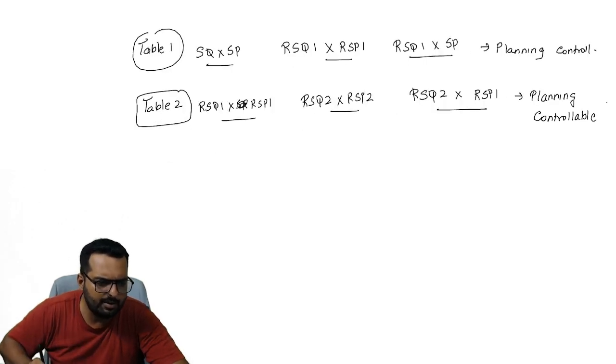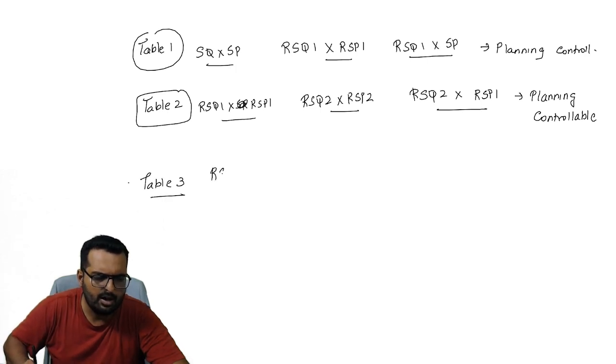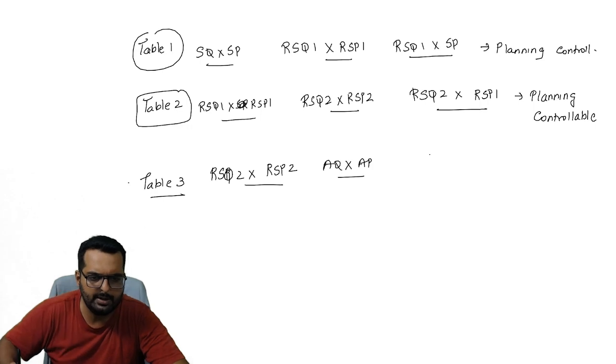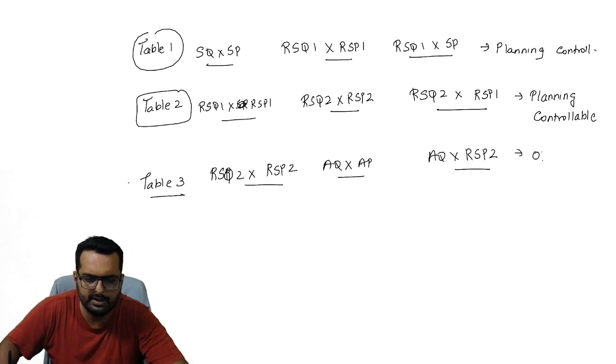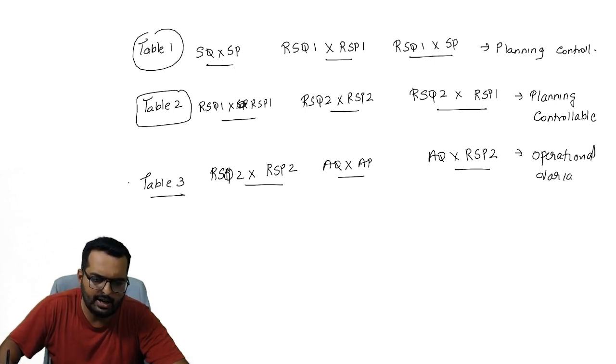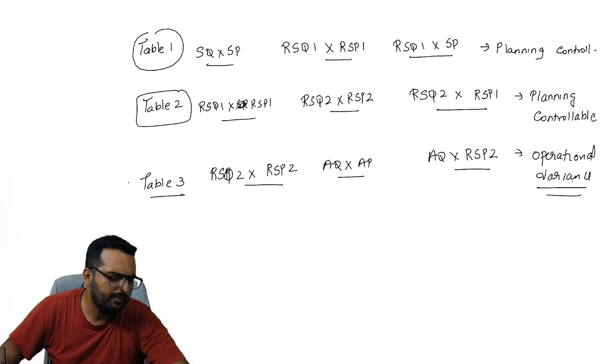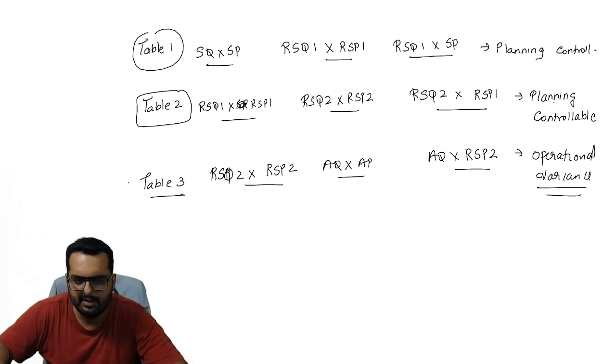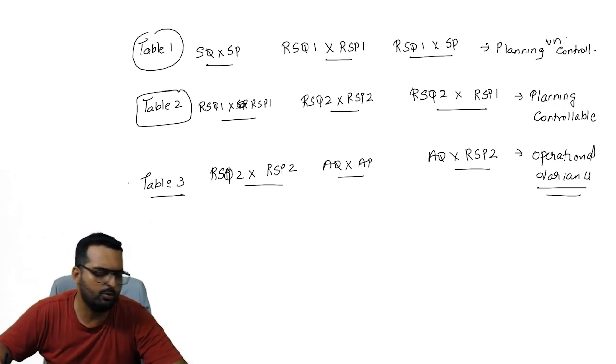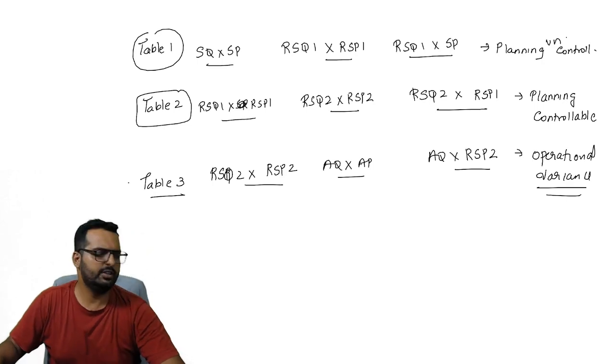And the last, table number 3, will be what? RSQ2 into RSP2, AQ into AP, AQ into RSP2. This will be the operational variance. Write down and then whatever answer you get, that will be the same thing. First one was uncontrollable. Yes. Please do this now, friends.